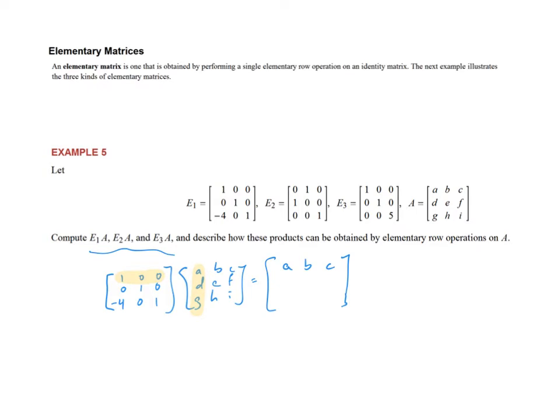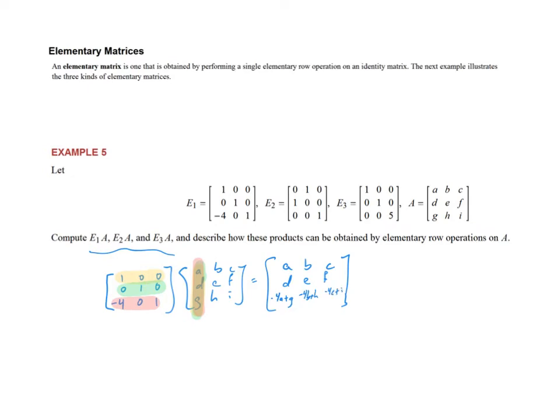Similarly, if you go through the middle row, to each of the three columns on the right, it produces D, E, F. Nothing changed. Finally, if you go through row 3, that's the different row, to each of the three columns, this is going to get a little bit messier, but this would produce negative 4A plus G, negative 4B plus H, and negative 4C plus I.